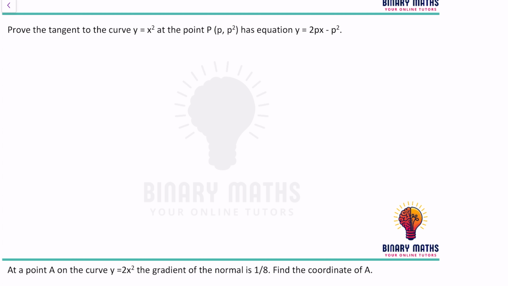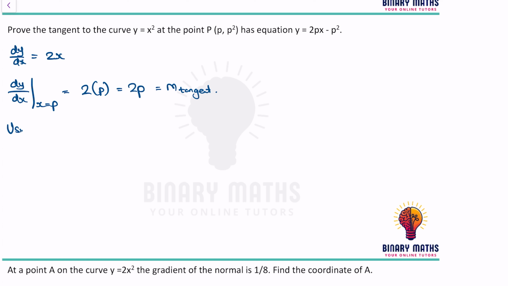Prove that the tangent to the curve y equals x squared at the point (p, p squared) has equation y is equal to 2px minus p squared. Okay, so if y is equal to x squared, then dy/dx is equal to 2x, and dy/dx at x equals p will be 2 times p, which is 2p, which is the gradient of the tangent.